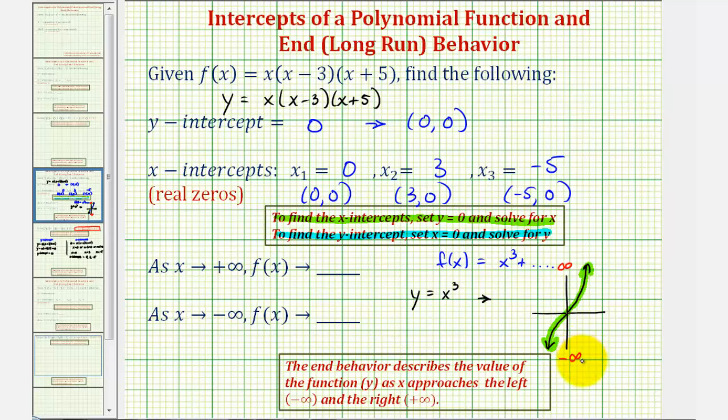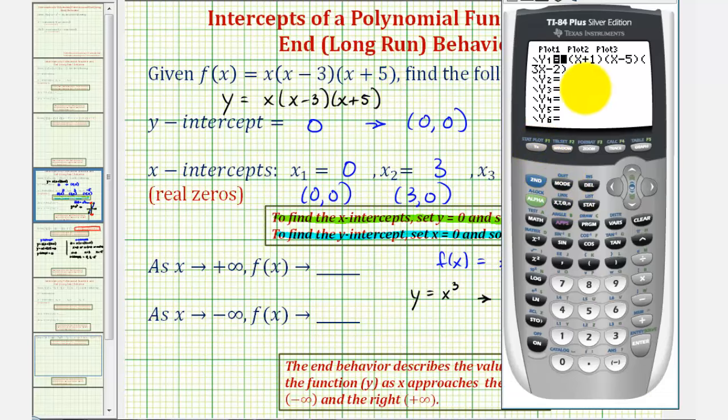So this would be our end behavior, but let's go ahead and verify it using the given function in our graphing calculator. So let's go ahead and press y equals, clear out any old function, and type in our new function. We have x times the quantity x minus 3 times the quantity x plus 5. Let's go ahead and press graph. Again, notice how the graph does not resemble the basic function y equals x cubed, but the end behavior is the same.